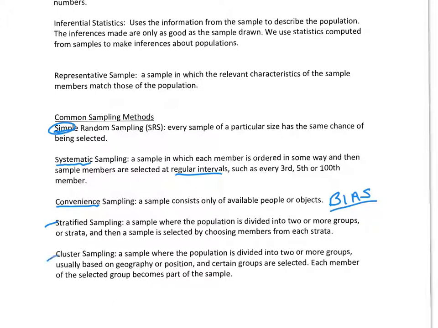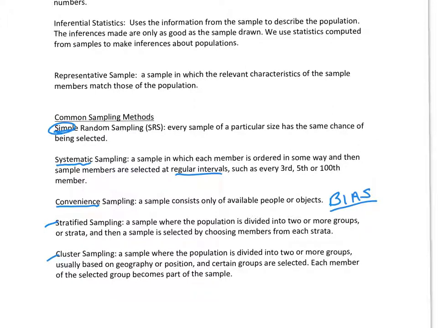Stratified and cluster sampling both involve dividing your population into groups. What you do after you divide them into groups differs. In stratified sampling, we divide a population into groups, and these can be physical groups or they could be just categories. Like we could divide a population into men and women. We could divide Northeast State's population into freshmen and sophomores.